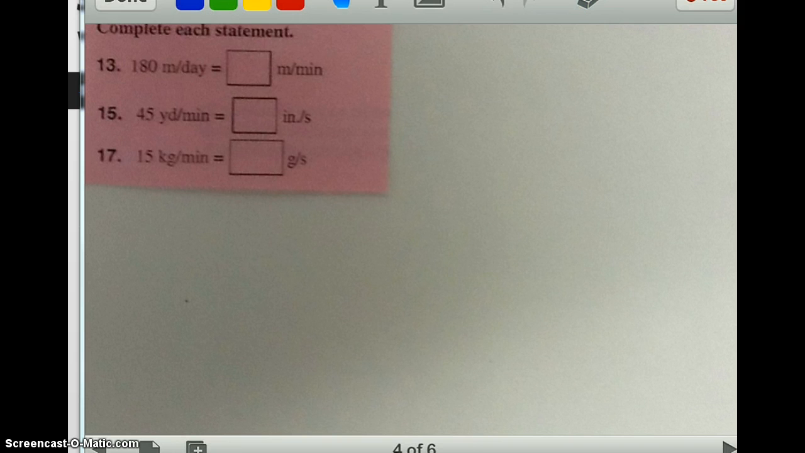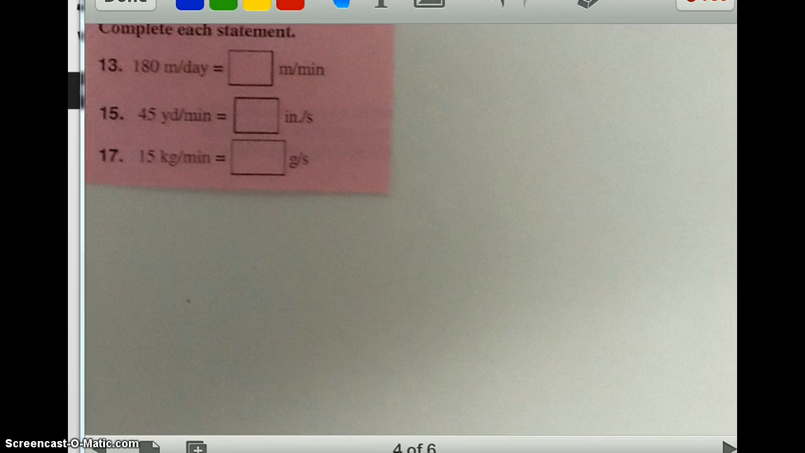Let's look at number 13, and it says 8 meters per day is equal to how many meters per minute. Now the beautiful thing about this one is that it's already in meters, meters and meters, so we don't have to change anything there. But we do have to go days to minutes. So I'm going to write this out how you will see it in science. They do something called unit conversion.